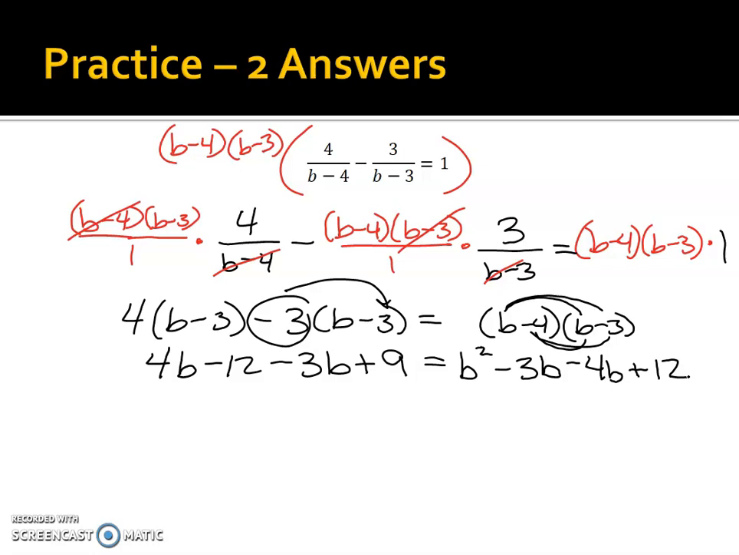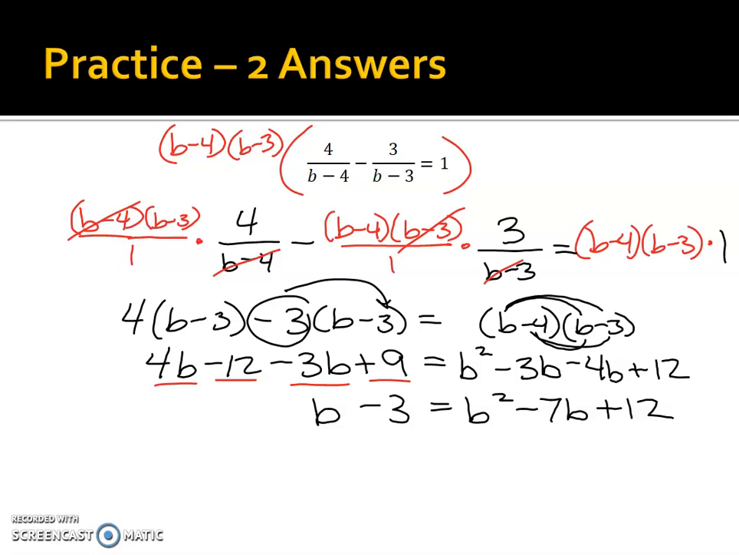Okay? So here's where the tricky stuff's going to start happening. 4b and negative 3b, I can combine those together. Those are like terms. That gives me 1b. Negative 12 and positive 9, those can combine together. That gives me a minus 3. Okay? And then on the right side, I have a b squared minus 7b plus 12. And I cannot combine the b squared and the 7b because those are not like terms. Remember, the exponents also have to be the same if you're wanting to combine them.